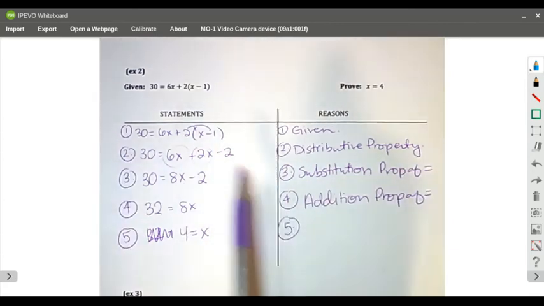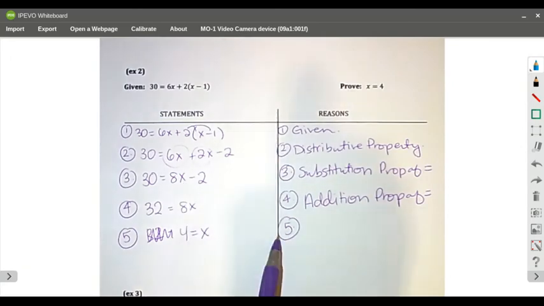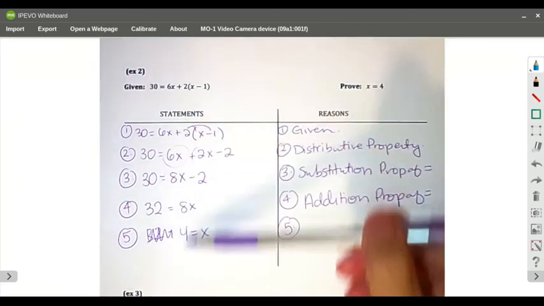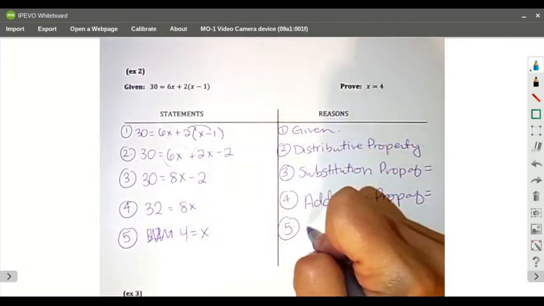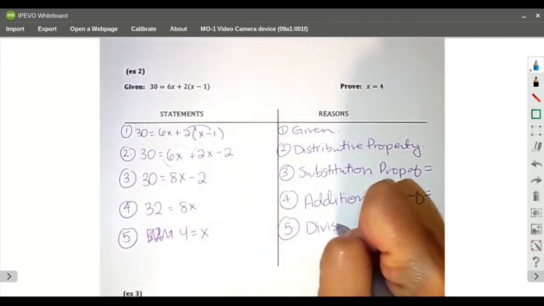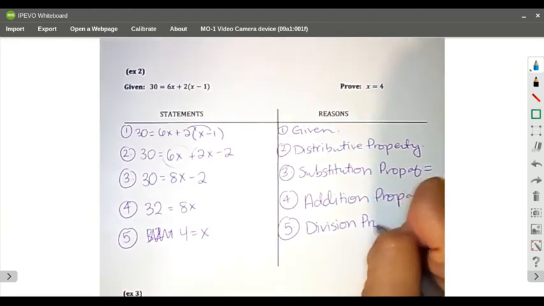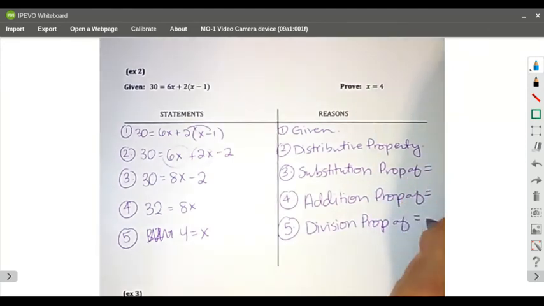Notice that everything's numbered and everything's in line. I don't have statements down to here and then reasons really small. Everything's lined up, so you want to keep it really organized. So to get that, I divided, right? So that's the division property of equality.